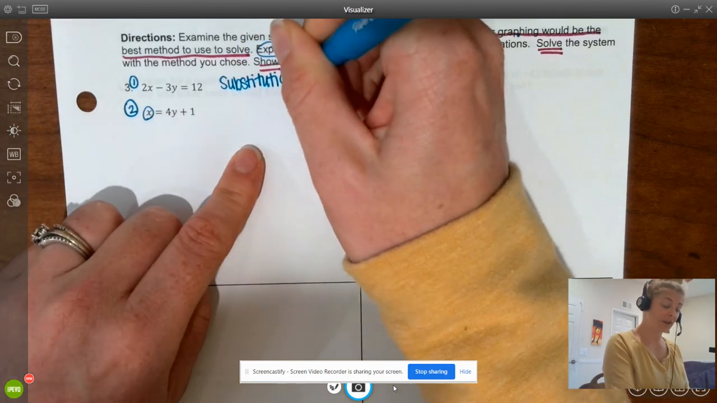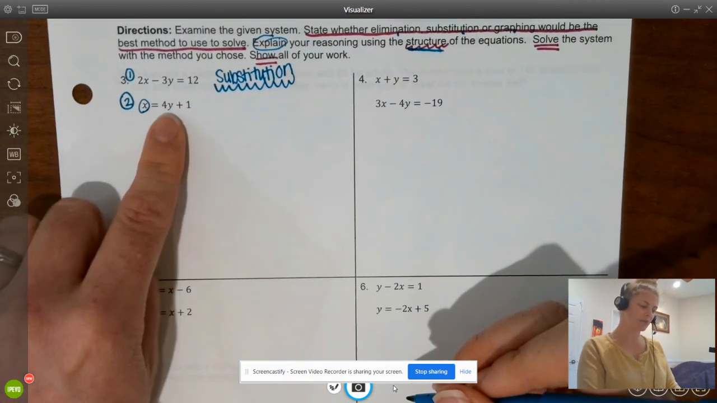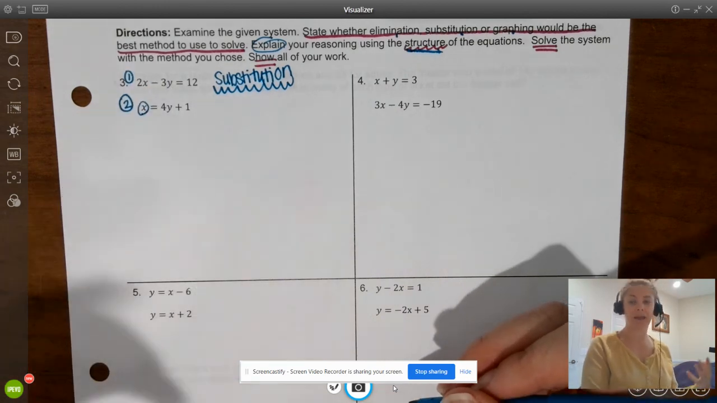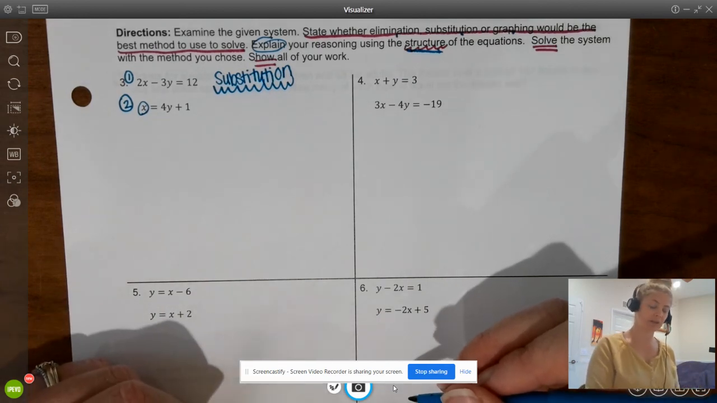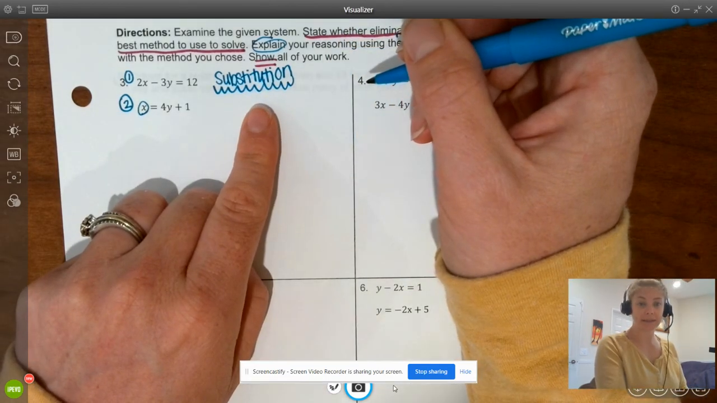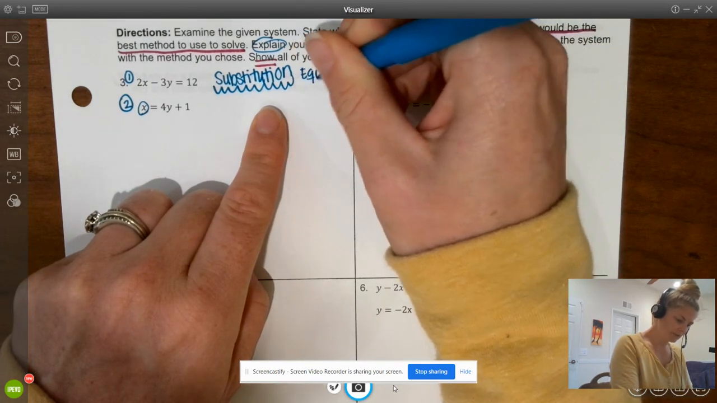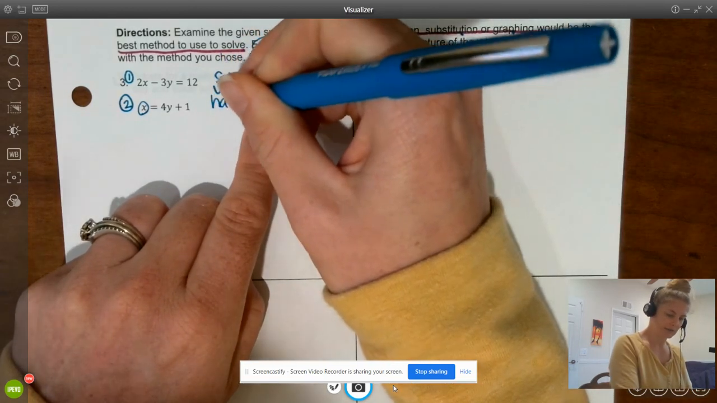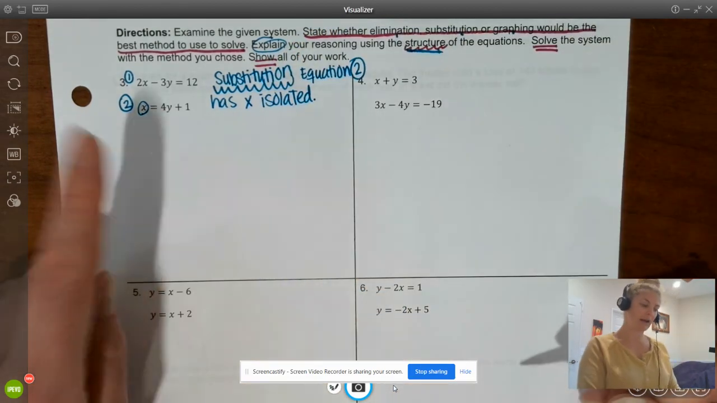I know a lot of you are in love with the elimination method. However, if you did elimination, you'd have to rewrite this equation to match, and then you'd still need to multiply to make additive inverses to add the system and cancel out a variable. So substitution is going to be the most efficient. It's going to get the job done quicker with less steps, and less steps means less chances for mistakes. So substitution, equation 2 has x isolated, and then we would solve.